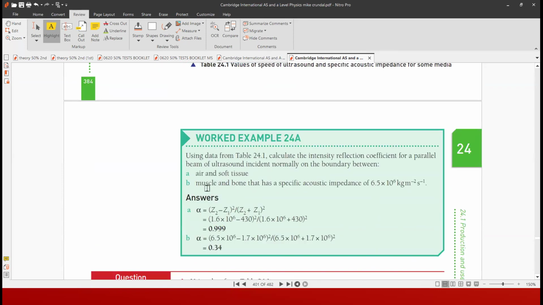Here is one of the examples they have discussed. Using the data given in Table 24.1, calculate the intensity reflection coefficient, IR over I naught, for a parallel beam of ultrasound incident normally on the boundary between air and soft tissue.